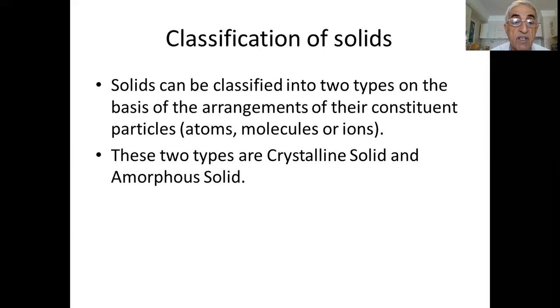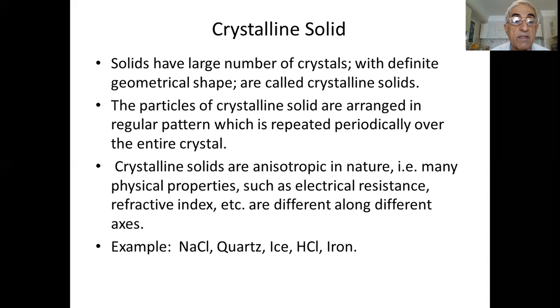Classification of solids. Solids can be classified into two types on the basis of the arrangement of their constituent particles: atoms, molecules, or ions. These two types are crystalline solid and amorphous solid. Solids having a large number of crystals with defined geometrical shape are called crystalline solids. The particles of crystalline solids are arranged in a regular pattern, which is repeated periodically over the entire crystal.